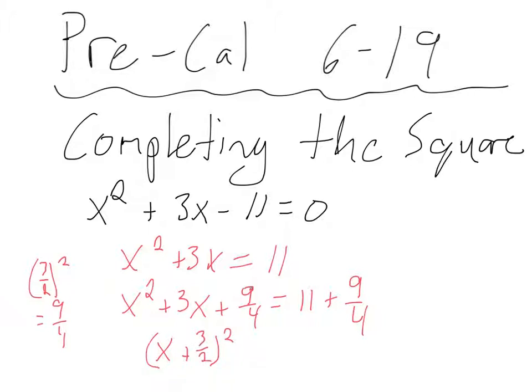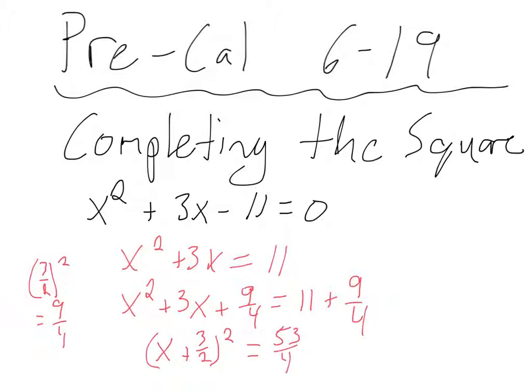So if you want to figure out what the binomial is going to look like, you always just take the third term and take the square root of it, which is 3/2. Or you can take the coefficient on the linear term and divide it by 2. Either way, that'll give you the second term of the binomial. Let's go ahead and add the 11 and the 9/4. How many fourths is 11? 44 fourths.